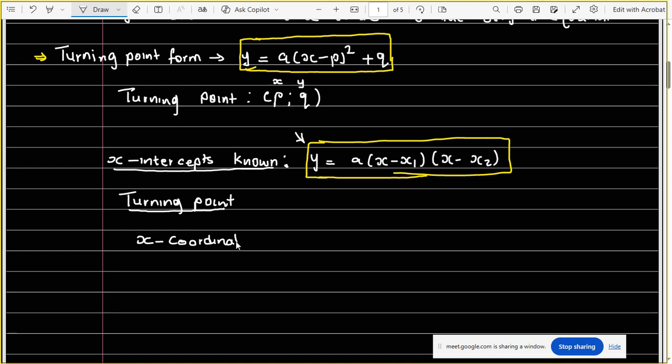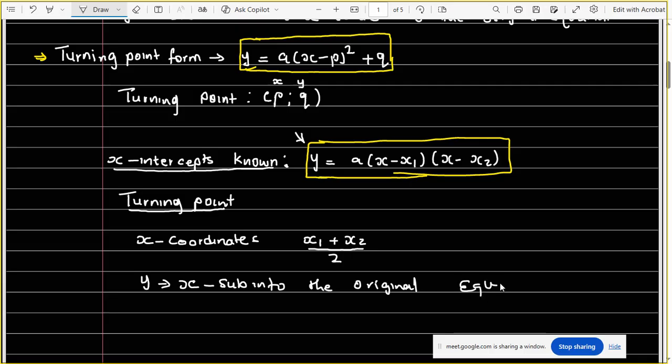You're going to take those two x values, you add them. The answer that you get, you divide by 2. You understand? So this only works when I have the x-intercepts, when they're known. Exactly. When you have the x-intercepts, that's how you find the turning point. Then to find the y, you know what you need to do. You take the x that you got, and then you substitute it into the original equation.